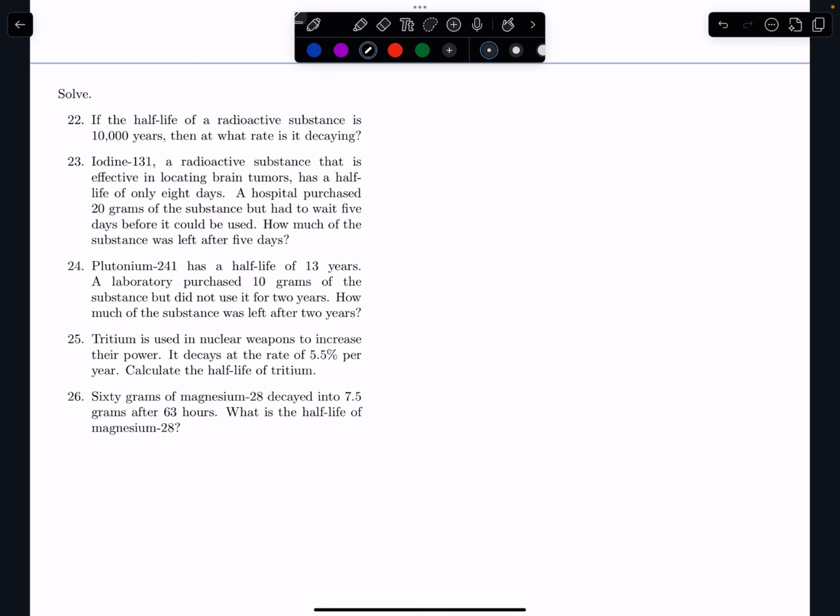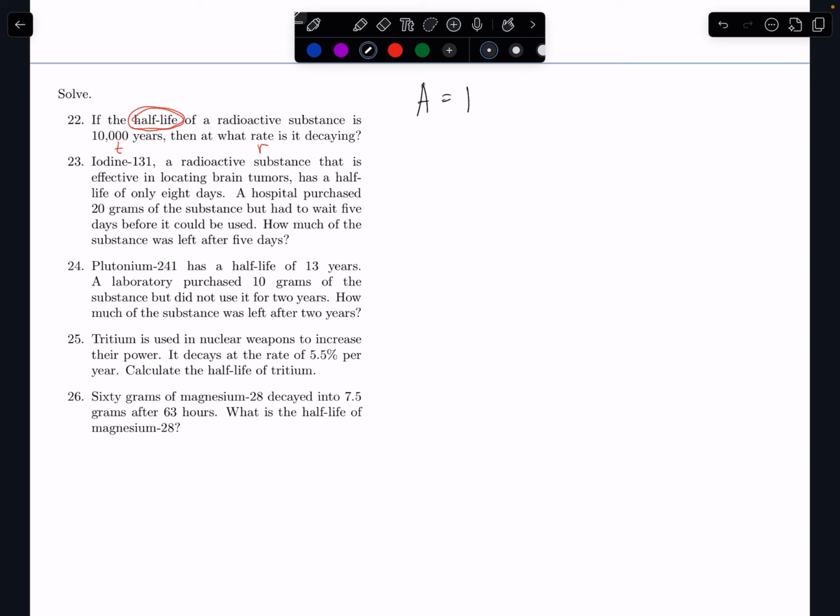If the half-life of a radioactive substance is 10,000 years, what is the rate that it is decaying? So let's just make a quick note here. What are the things we're trying to figure out? This is the r. That's the thing we're trying to solve for because that's what it's asking for, right? 10,000 years, that's going to be the t. And it doesn't say right off the bat what your A and P are. You have to surmise it from this statement right here that it's a half-life.